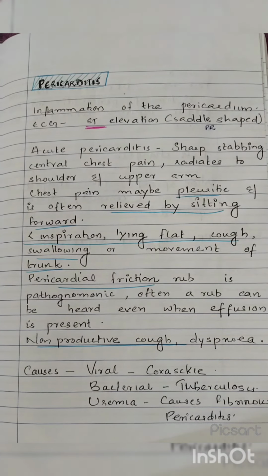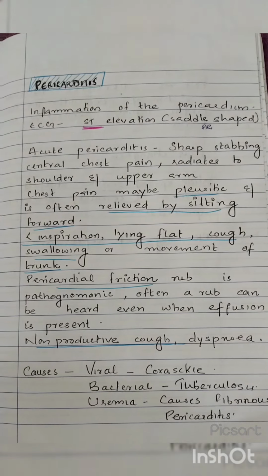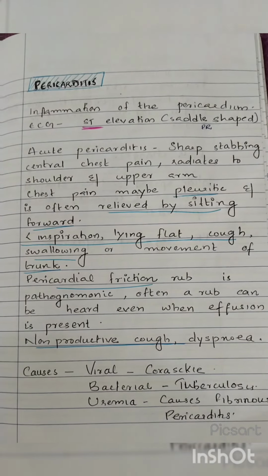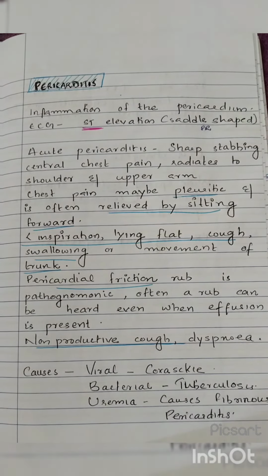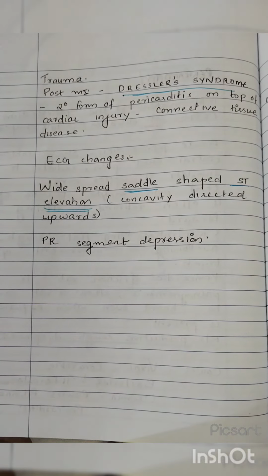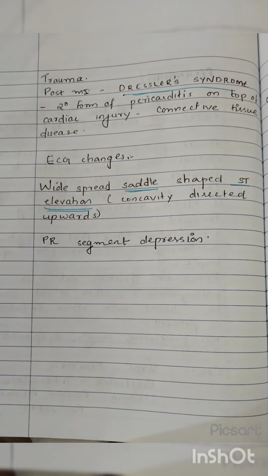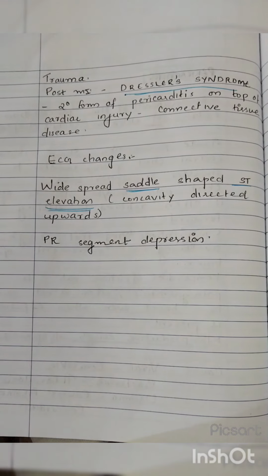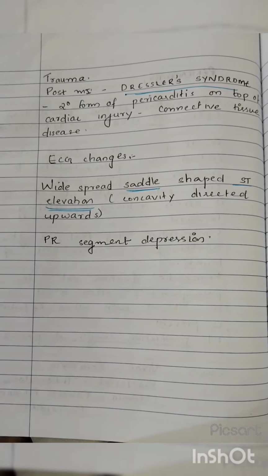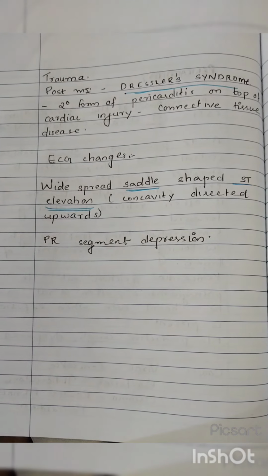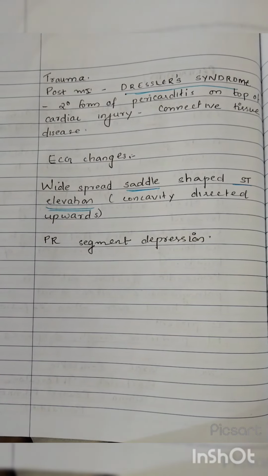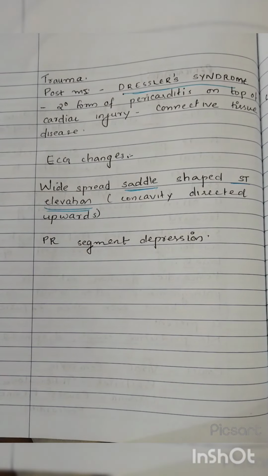Causes can be viral, Coxsackie virus, bacterial, tuberculosis, uremia also can cause fibrinous pericarditis. Trauma can also cause pericarditis, and Dressler syndrome, mainly after myocardial infarction, a secondary form of pericarditis on top of cardiac injury, connective tissue disease. And the ECG changes we already said, ST elevation and PR segment depression.